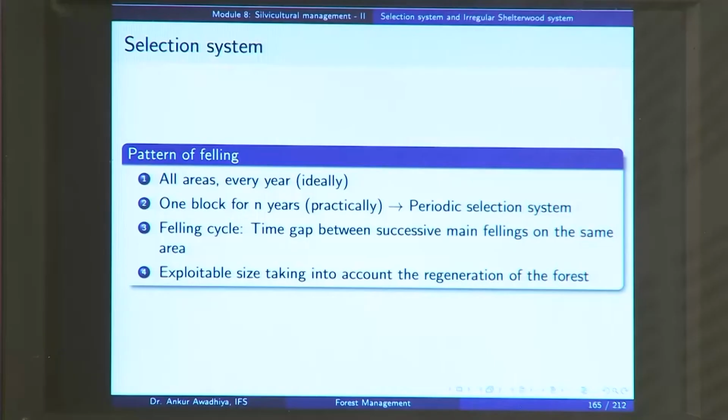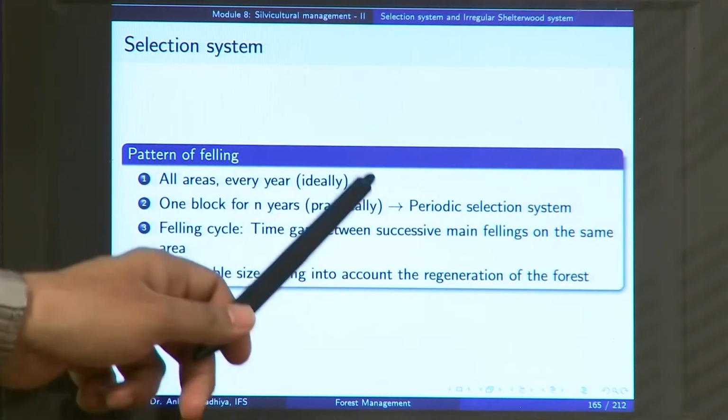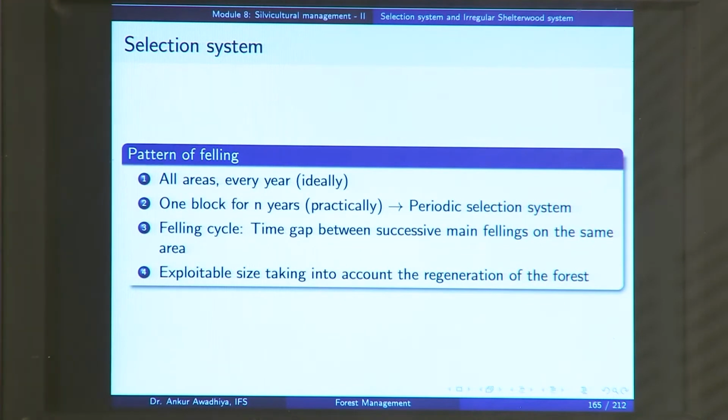Now, I will move to the second block for the second year. Then in the third year I will go to the third block, in the fourth year I will go to the fourth block, and then I will come back to the first block once again. Now, this sort of a system makes for a periodic selection system, because for every period you are working on only one block. Now, this period is not necessarily 1 year.